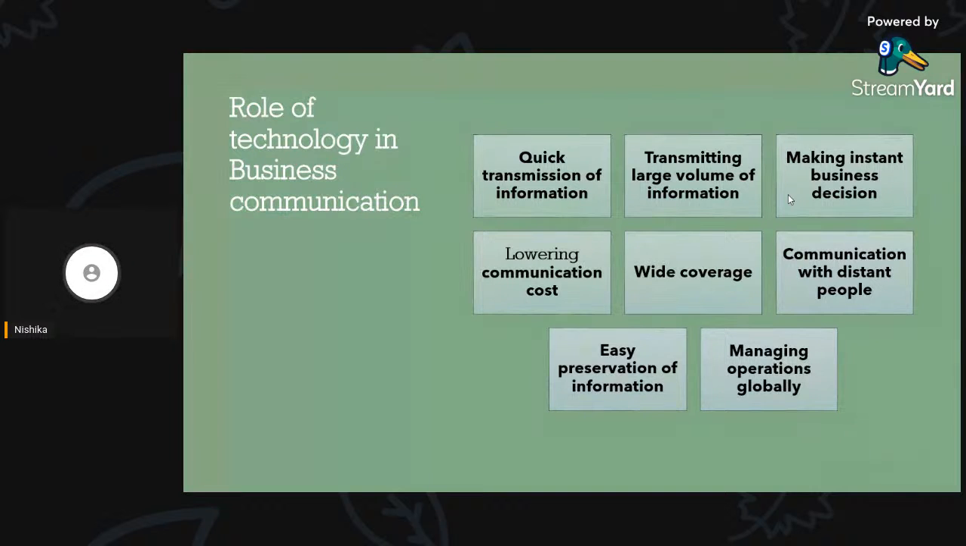Second is transmitting large volume of information. So people can send large volume of information with the help of electronic devices. Through email, one can attach writings of 100 pages easily.